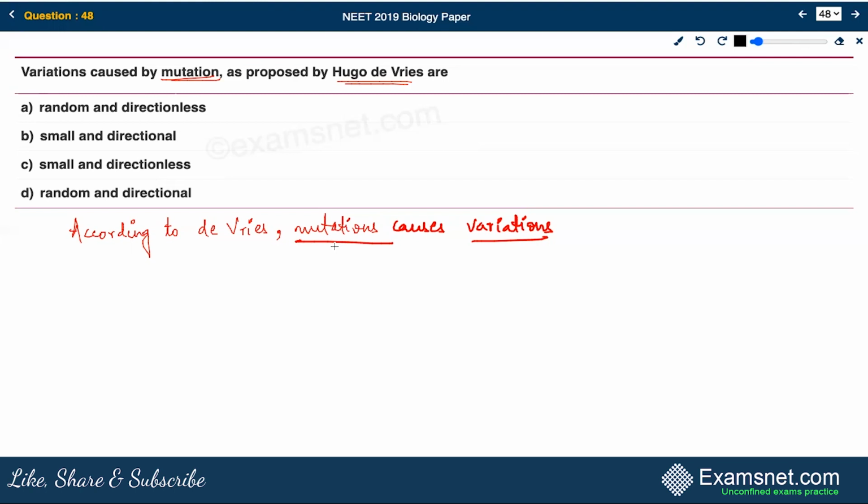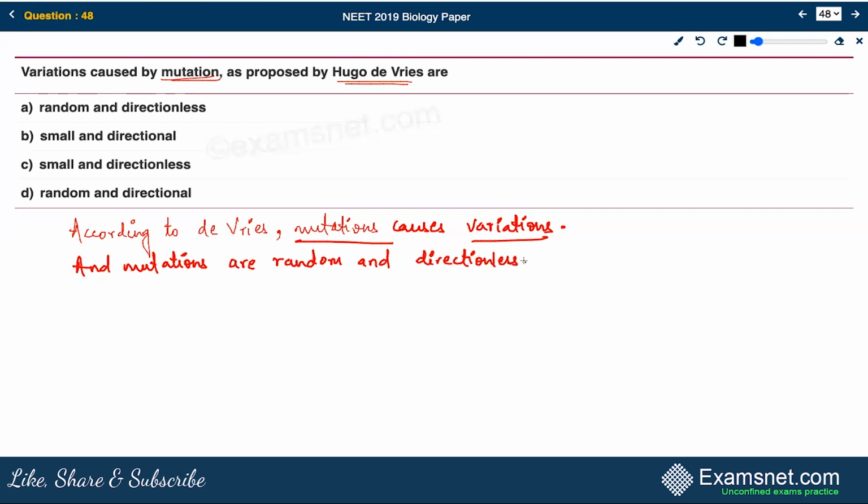That means which organisms are going to be propagated and which organisms are not going to be propagated completely depends upon the extent of mutation actually. All right, so we can say that mutations cause variations, and mutations are random and directionless. Remember this. Directionless. They have no directions.